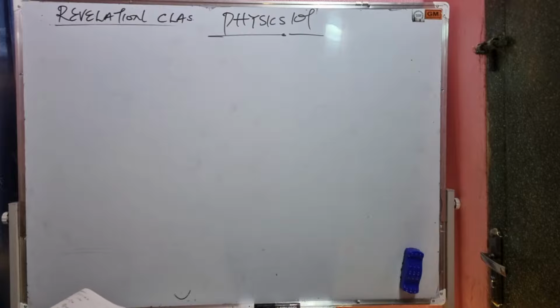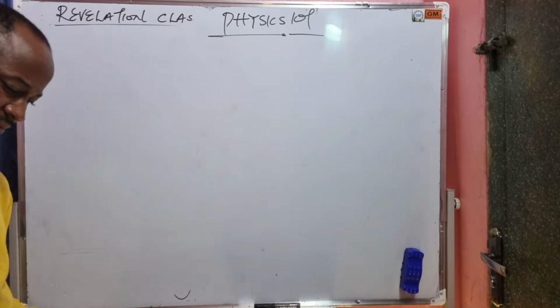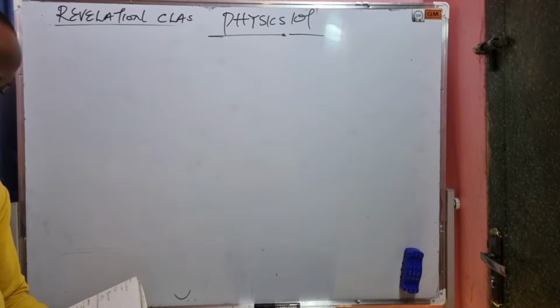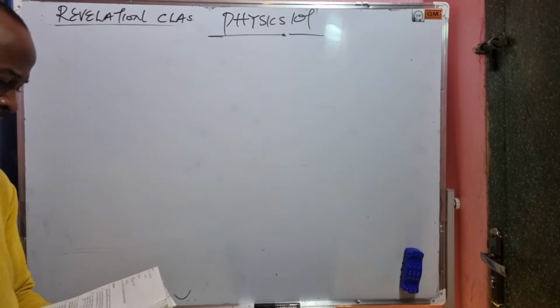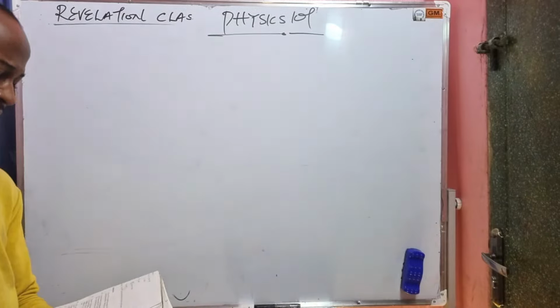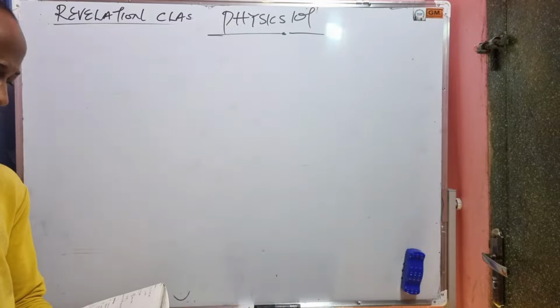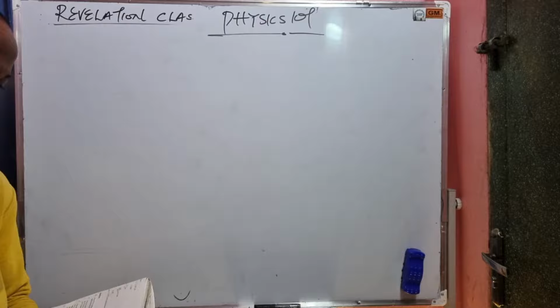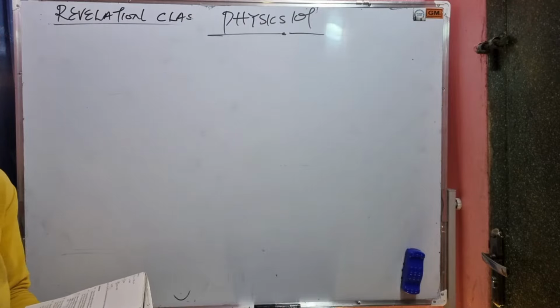A force of 20 Newton is applied at an angle of 60 degrees to the horizontal, to a mass of 4.0 kilogram on a smooth horizontal table. What is the acceleration of the mass? I repeat again, a force of 20 Newton.